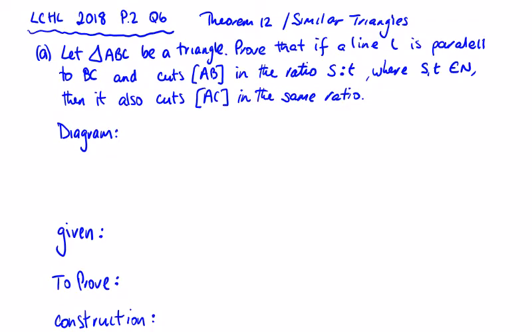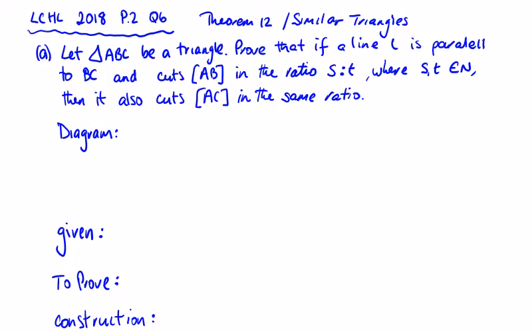2018 Leaving Cert Higher Level, Paper 2, Question 6 was Theorem 12 and is similar to the triangle question. They state the theorem always. Let ABC be a triangle. Prove that if a line L is parallel to BC and cuts AB in the ratio S to T, where S and T are elements of the natural numbers, then it also cuts AC in the same ratio.